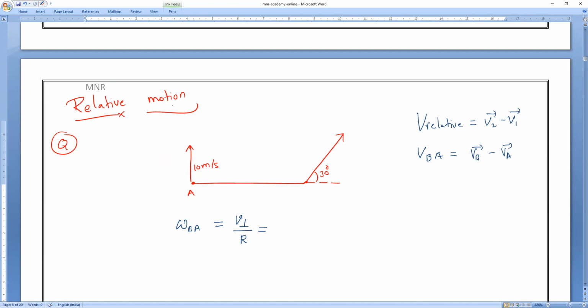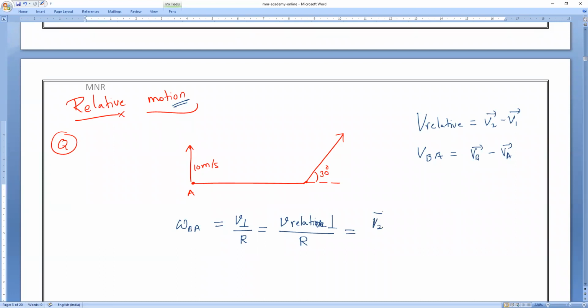Because we are finding here what motion? It is a relative motion. So it is not a V perpendicular. It is actually V relative perpendicular. Understand? It is V relative perpendicular divided by R. So what do you mean by V relative? We all know that.